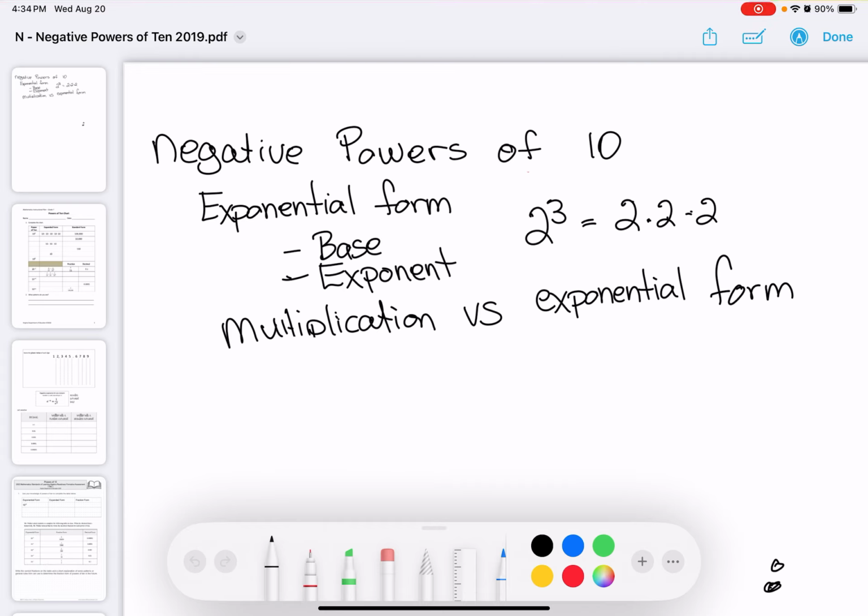And if we multiply that out, 2 times 2 is 4, and then 4 times 2 is 8.